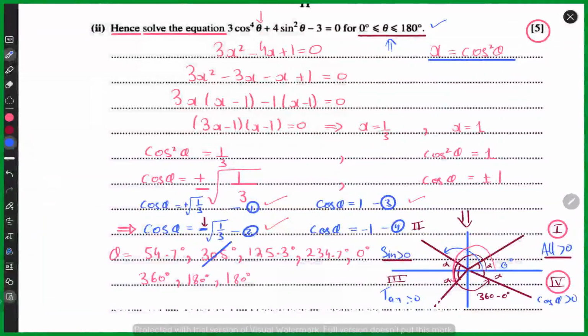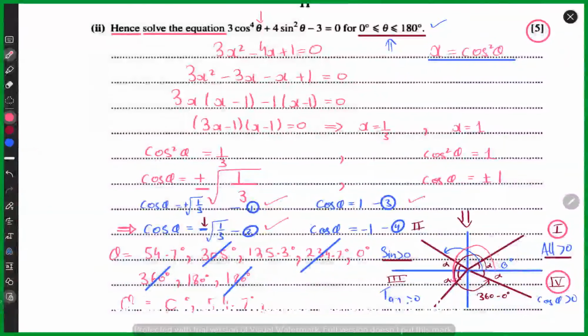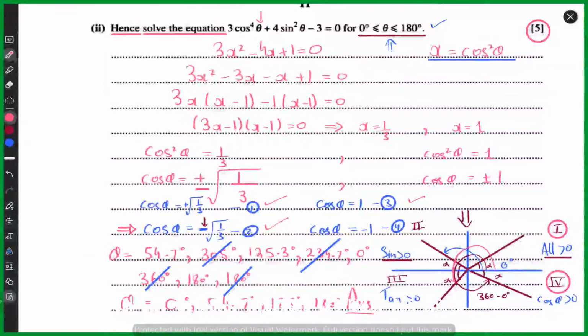So it cannot be 360 degrees, it cannot be 234.7 degrees, and there's no point in writing 180 degrees twice. So finally, theta is going to be 0 degrees, 54.7 degrees, 125 degrees, because you need to give the final answer correct to 3 significant figures, and 180 degrees. So this is going to be your answer. Yes, Motasam and all the other students, is there anything that you were not able to understand at this point?